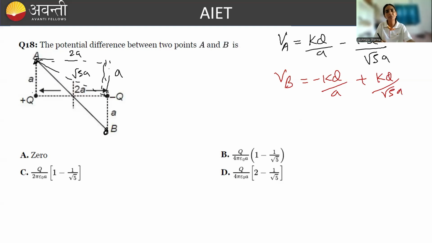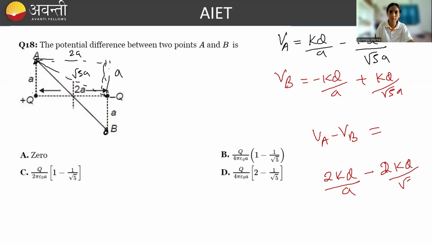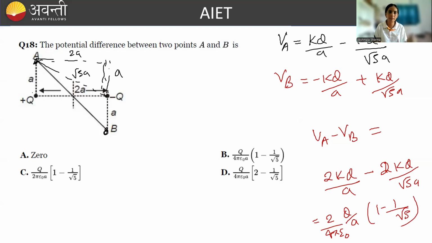Now we have to calculate the potential difference. So you just calculate VA minus VB, and this is equal to 2kq by a minus how much? 2kq by root 5 a. If you break k, it can be written as 1 upon 4 pi epsilon naught. So this can be 2 by 4 pi epsilon naught, and q by a you also take as constant. Then it can be written as 1 minus 1 by root 5. So 1 upon 2 pi epsilon naught, q by a, into 1 minus 1 by root 5. So this is C. Okay? Chalo.